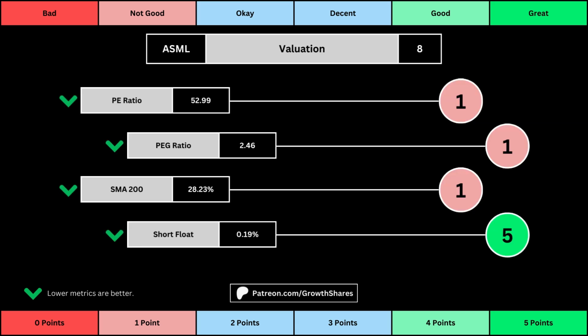This third set of metrics deals with the valuation of the company's stock based on its business. Think of the P/E ratio as a measure of speculation around the stock. We want it low. The PEG ratio adds earnings growth to the P/E ratio. Then the 200-day simple moving average is the average stock price over that period. We want that low because it means we have a cheaper stock price. And then short float is basically how bearish other investors are on the stock. For these 4 metrics, we want the values to be as low as possible. That will give us a higher point total within the bubbles.